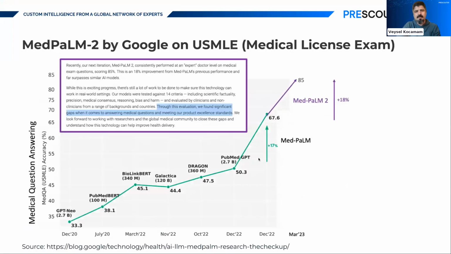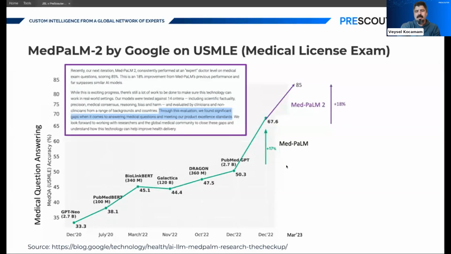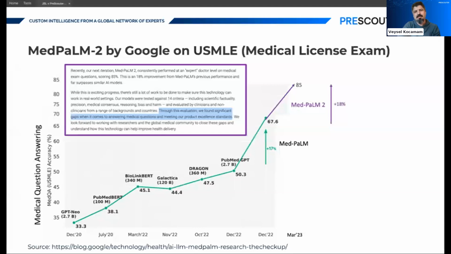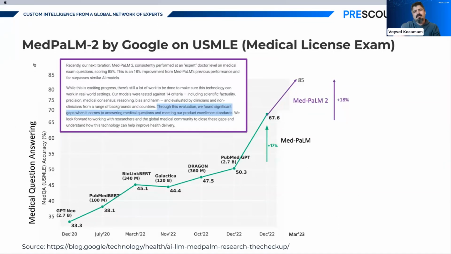The next one. Of course, the other popular one, which was released like 2 weeks ago, is MedPalm 2 by Google. They also evaluated the language model on USMLE, and it is doing 85% right now, which is an 18% jump from the previous MedPalm. Right now, Palm is powering the BARD architecture. So ChatGPT is powered by GPT 3.5 and GPT-4, while BARD by Google is powered by Palm architectures.